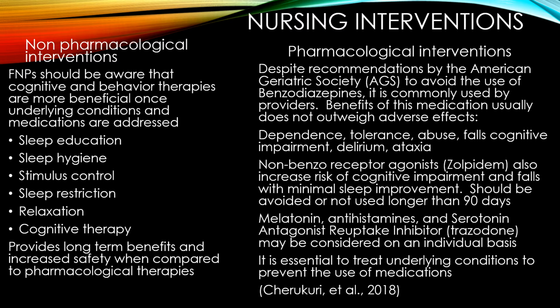Non-benzo receptor agonists, your Ambiens, also increase the risk for cognitive impairment and falls, and they usually have minimal sleep improvement. These should be avoided also, and if they must be used, really 90 days is the maximum time. So melatonin, antihistamines, and serotonin antagonist reuptake inhibitors, your trazodone, may be considered on an individual basis. It is essential to treat underlying conditions in order to prevent the use of medications as sleep aids.